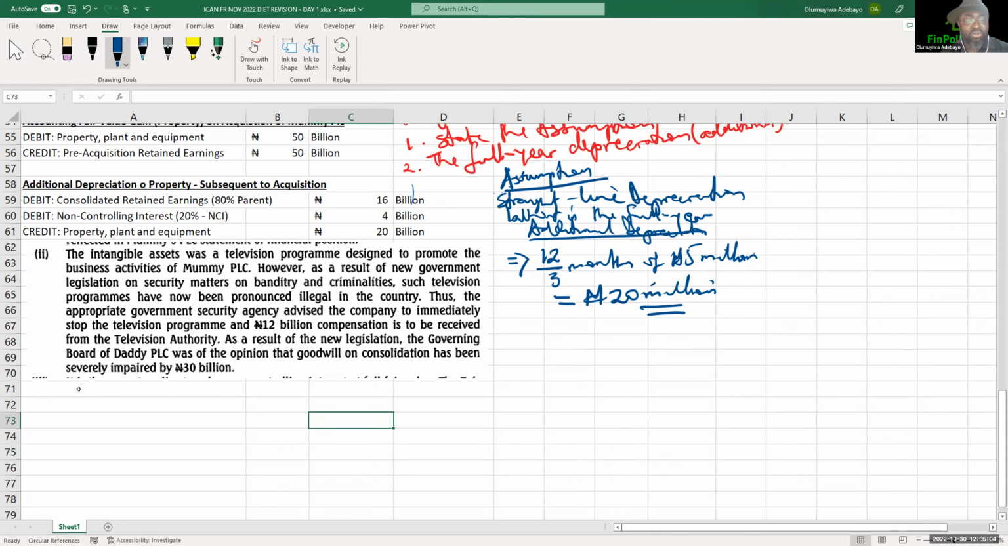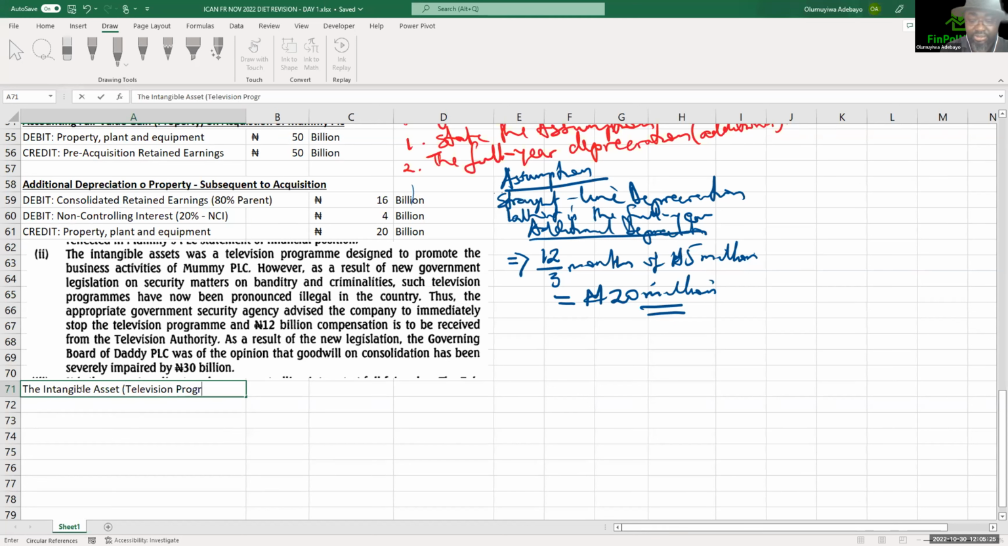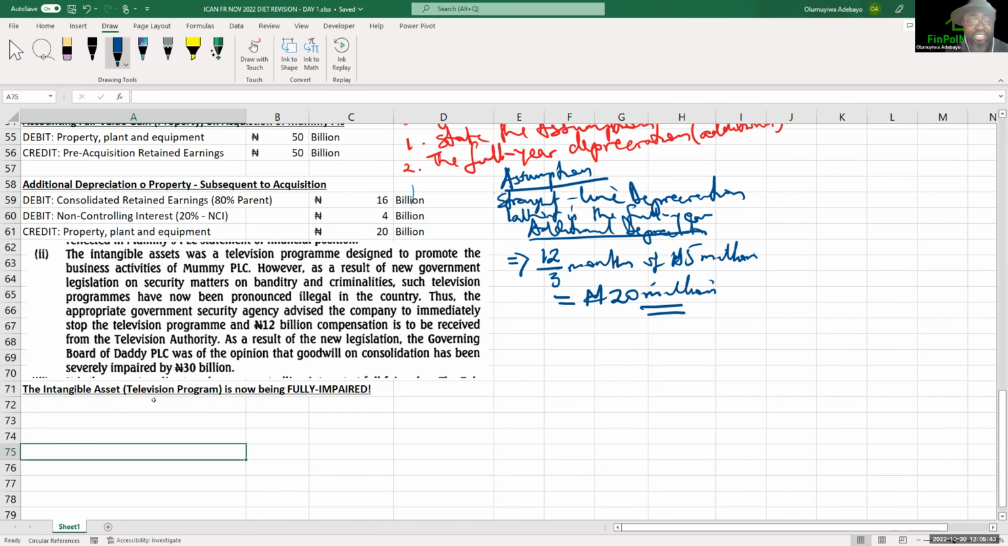Now, what does that mean? The first thing it means is that the intangible asset, which is a television program, that means the right you have over that program, is now being fully impaired. That's the first assumption I can make here. And if it's fully impaired, it then requires a total write-off. How do you write it off?